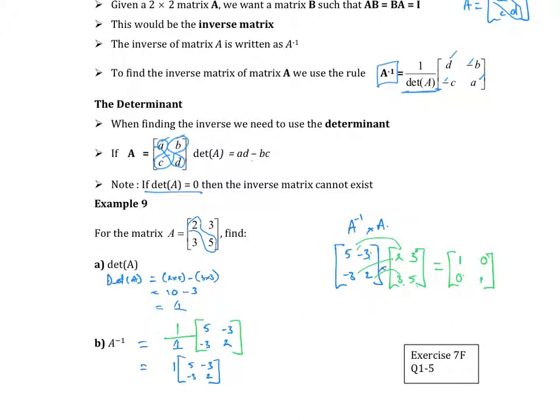Okay, and it doesn't matter if I do the opposite order. If I do A times A inverse, I'll also get the identity matrix. Okay, which is almost the same as getting 1. All right, so that's why we find the inverse, because the inverse now gives me a way in which I can multiply two matrices together and get 1. All right, so go into 7F and have a practice with that.